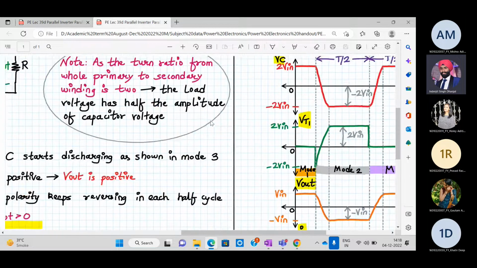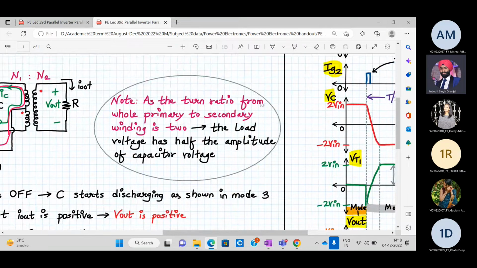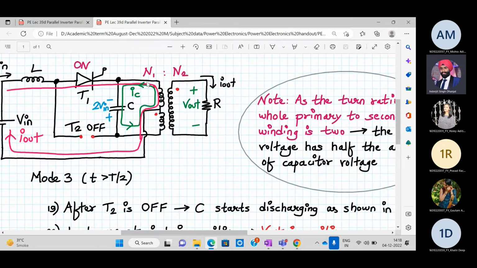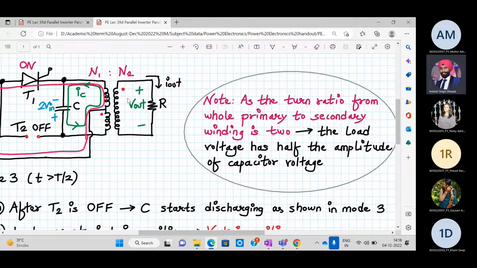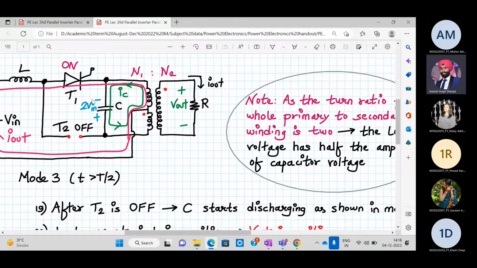The answer is really simple. The turn ratio from whole primary to secondary is 2. See, what we were saying, upper half of primary, that voltage is V and that has been transferred. I mean, that is the voltage which we get. But there is upper half. If we combine both upper half and lower half, then the turn ratio will become 2. That means the load voltage will be half of the amplitude of the capacitor voltage.